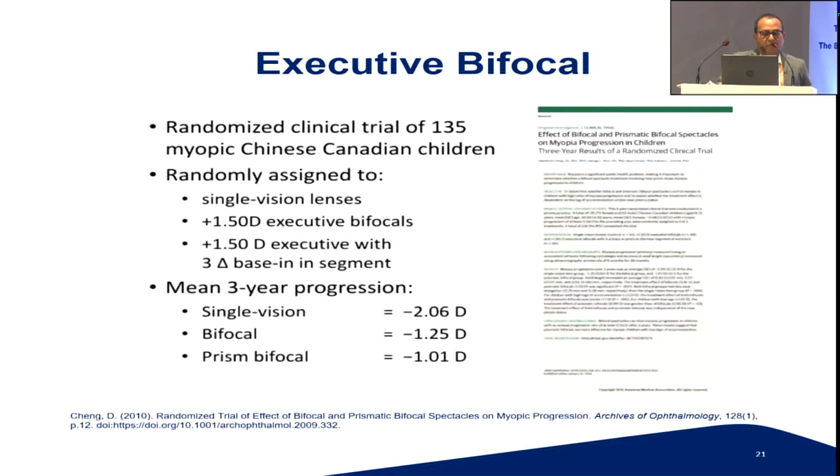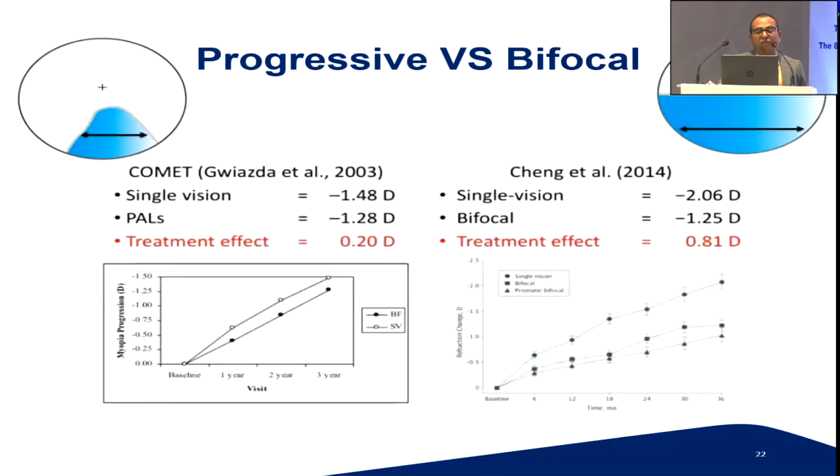Another executive bifocal study was done, a randomized clinical trial where single vision lenses, 1.5 executive bifocals, or 1.5 executive bifocals with 3 base-in prism were given. That study showed the impact was quite meaningful compared to the previous progressive addition lenses. We can see here the impact is almost 4 times higher, and this gives us a better clue why the defocus lenses are working: the executive bifocal has a larger area of addition compared to progressive addition lenses, and that could be the possible reason they have a better impact.